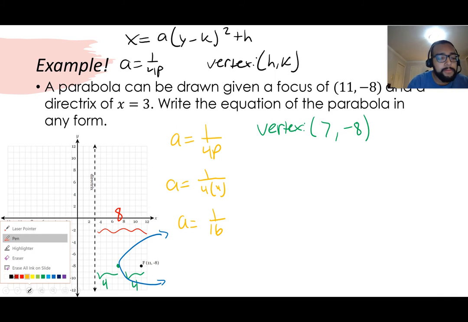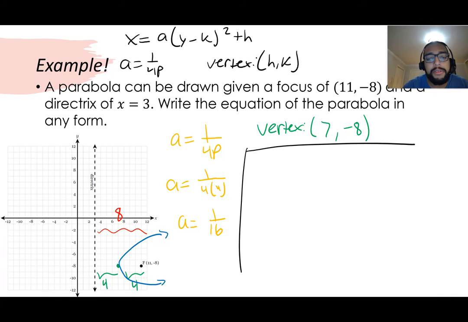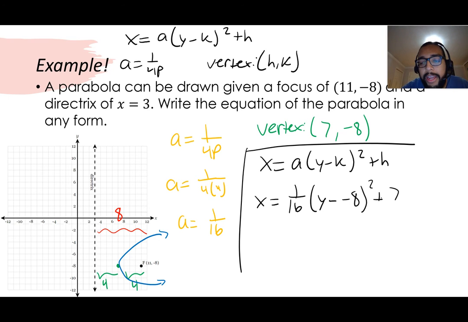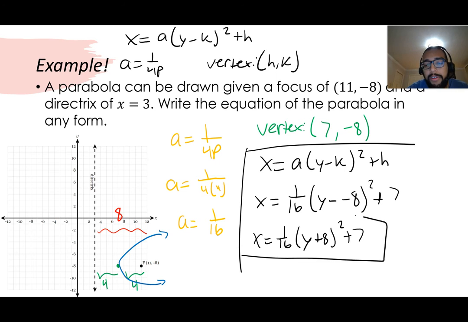That's great and all, but we have all this information. Let's actually put it to use and get our equation. Plus h, perfect. So x equals our a value, which we saw was 1 over 16, times y minus the k value. And our k value in this case is -8, plus our h value. But again, we want to clean this up and make it look pretty. Y minus -8 is the same thing as y plus 8. And then you rejoice because you made your equation.